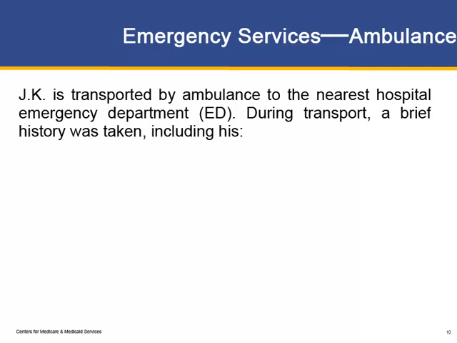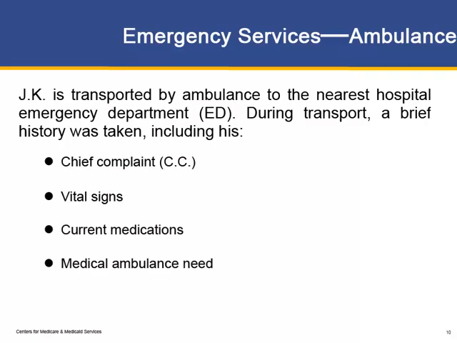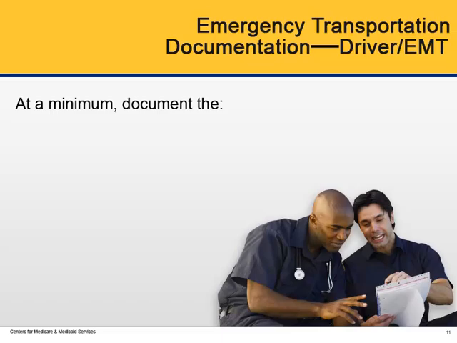to his home. During transport to the hospital, the emergency medical technician, EMT, took a brief history from him and documented the information. The brief history included JK's chief complaint, CC, his vital signs, his current medications, and the medical need for the ambulance transport. Upon arrival at the hospital, the EMT verbally reported the information to the nurse on duty. "We will leave JK in the hands of the emergency department, ED, staff, for a few minutes while we discuss emergency transportation and documentation." Medicaid emergency medical transportation does not require prior authorization.